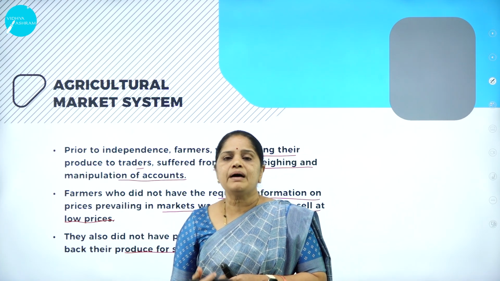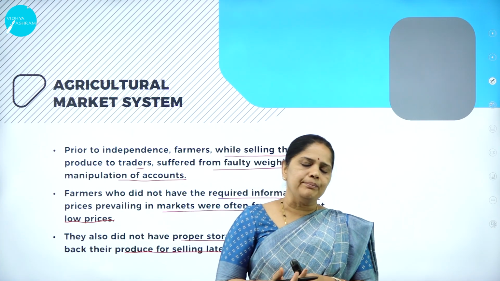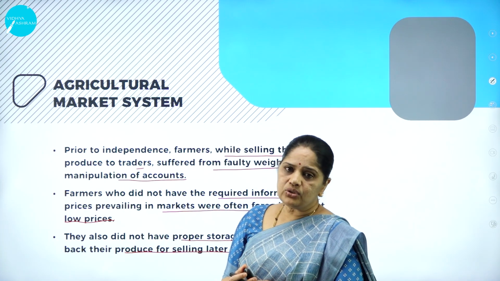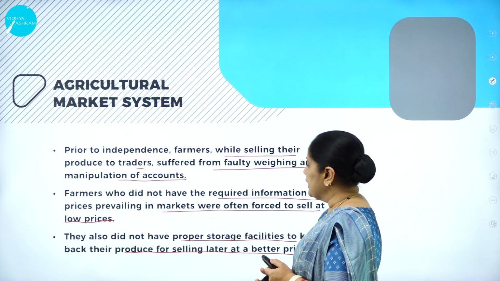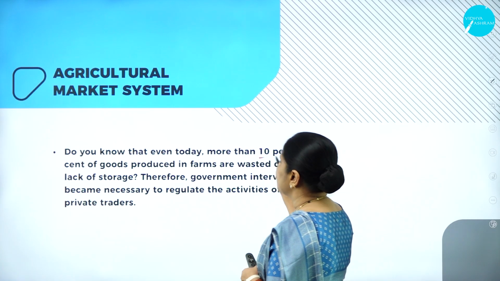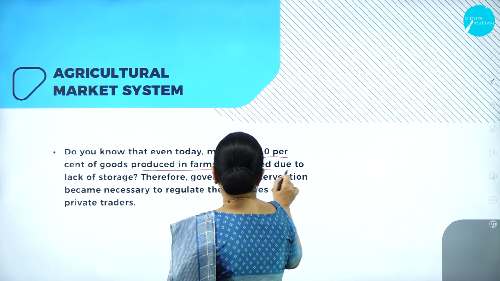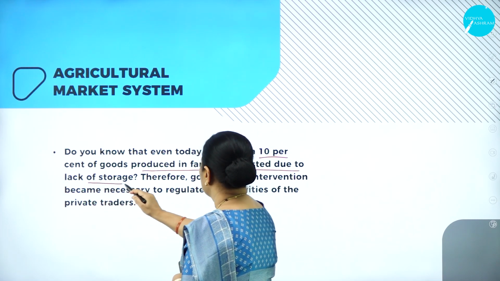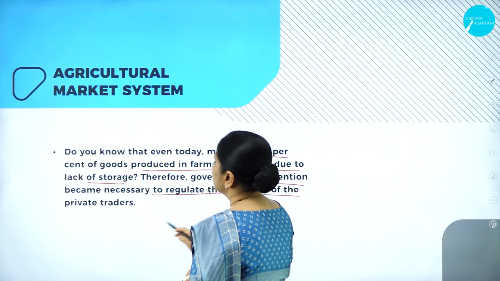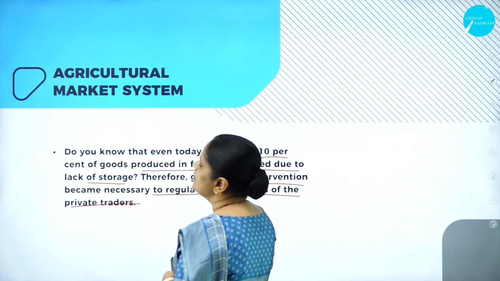So even if the farmer had to wait for the price to improve, he did not have proper storage facilities in order to just wait for the prices to improve. Do you know that even today, more than 10% of the goods produced in farms are wasted due to lack of storage? Therefore, government intervention became necessary to regulate the activities of the private traders.